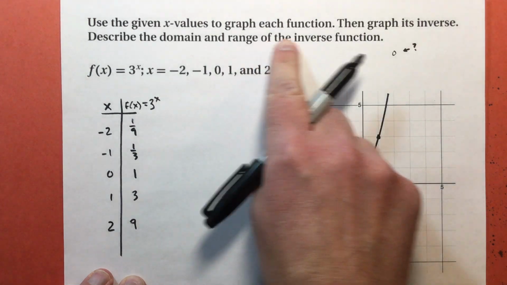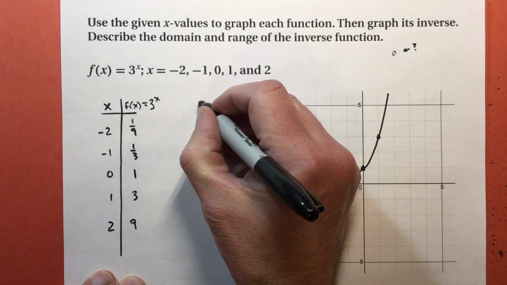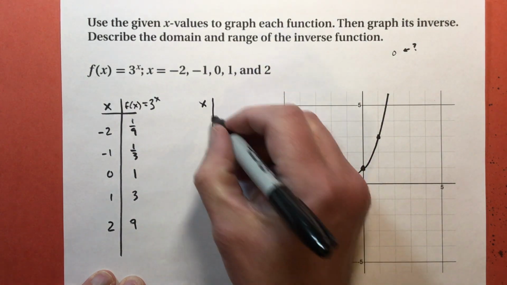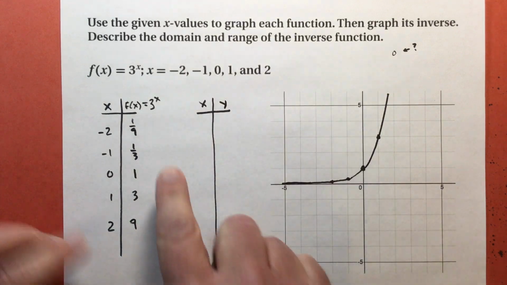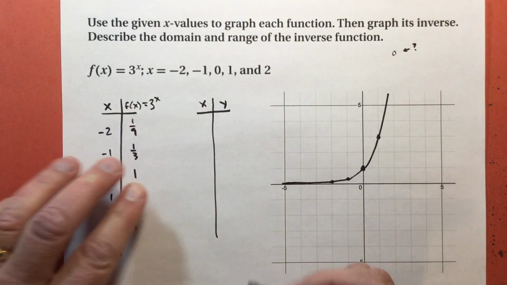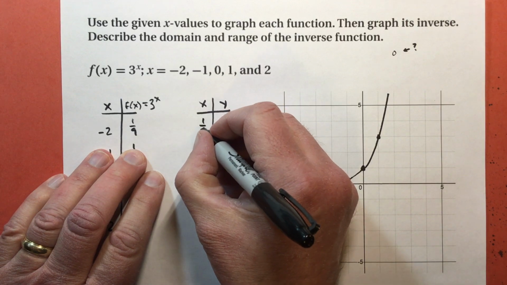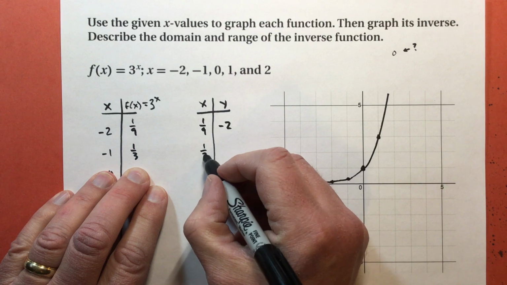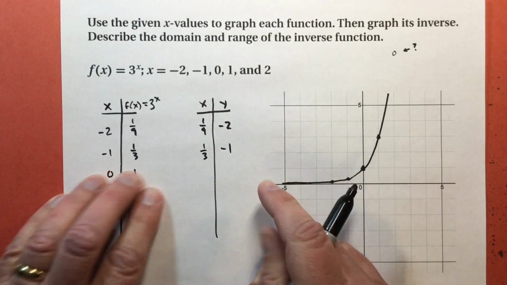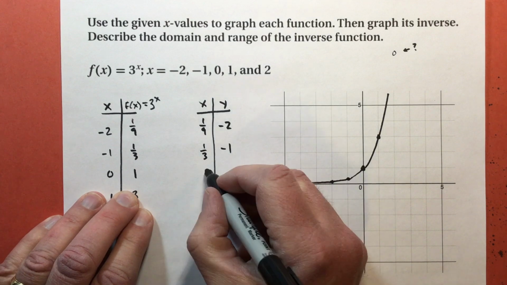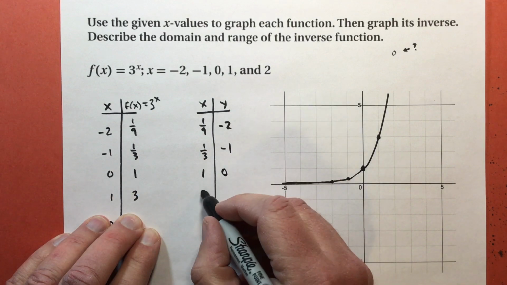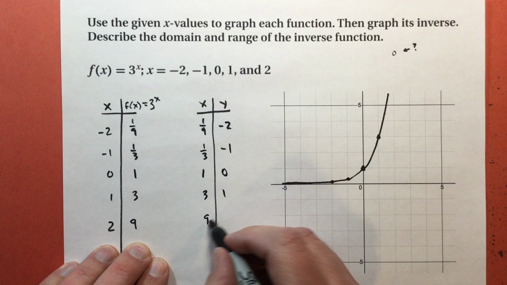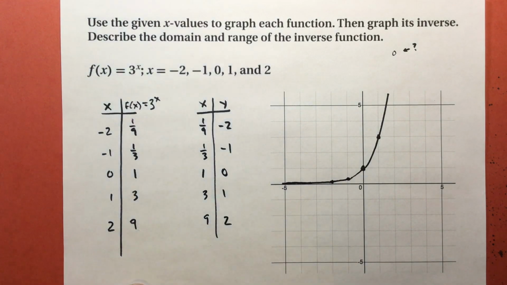Now we're going to do the inverse of that. So on the inverse, I still have independent and dependent variable. I'm going to take these x and y's and I'm going to flip them. So x is going to be 1/9, and that's going to give me -2. X is going to be 1/3, and my y is going to be -1. So I just switched them. I'll get 1, 0, 3, 1, and 9, 2. So now I'm going to graph it, and just to be cool, I'm going to switch to a different color.